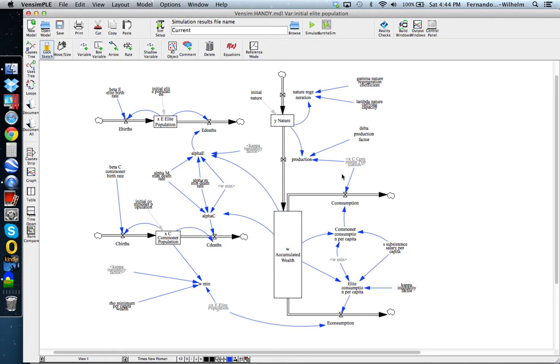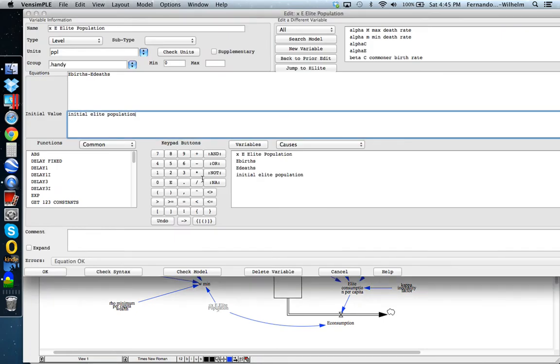So probably the easiest way to look at the structure of this model is to focus our attention on each of the stocks and see what the dynamics are. So let's take a look at the elite population stock. If we click on the equation here, we'll see what goes into the elite population, and we'll get the dialog box. It's running a little bit slow today, but here we go.